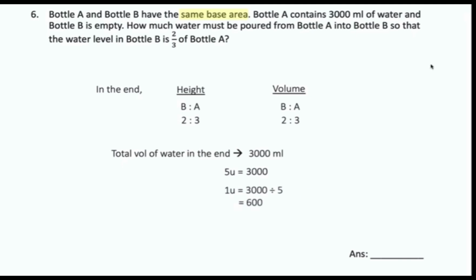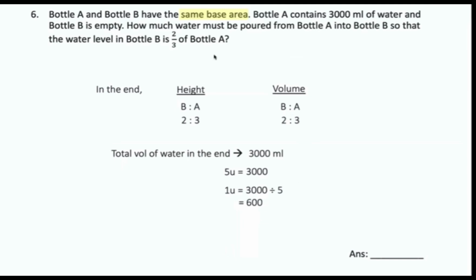Any question up to this point? If you have used 3 units is equal to 3,000, then you didn't read the question carefully. Somebody must have used 3 units for 3,000. Okay, it is 5 units is equal to 3,000 because B is empty. All the water came from A. So all these 2 units and 3 units all came from A at first. This is what happens in the end, 2 and 3. But originally, everything comes from A. So A is 2 plus 3, 5 units.